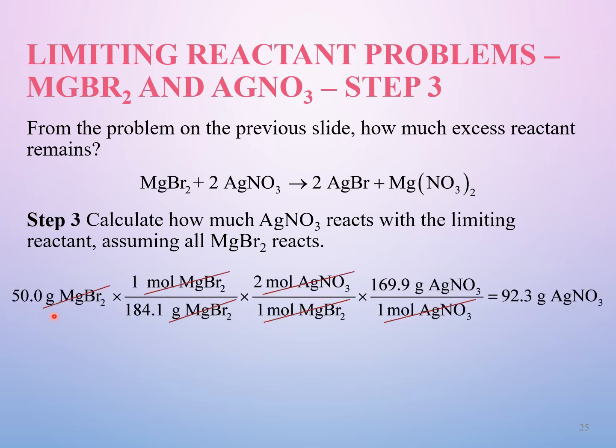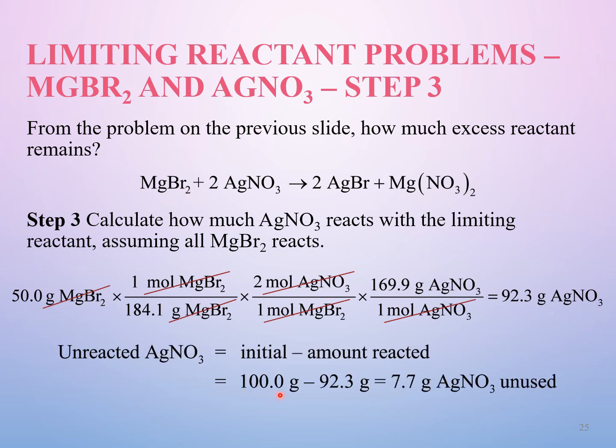We have 50 grams of MgBr2, turn it to moles using the molar mass. And then we know the ratio is 2 silver nitrate to 1 MgBr2, so right here. And then you convert the moles of silver nitrate here to grams of it, using the molar mass. So that means in this case, if you use 50 grams of MgBr2 here, you'll end up using 92.3 grams of AgNO3. So what did we start off with? Initially, we had 100 grams of AgNO3. If you use 92.3, that means we have 7.7 grams left over.